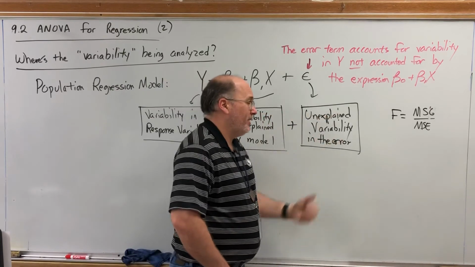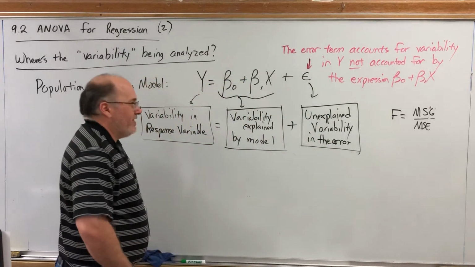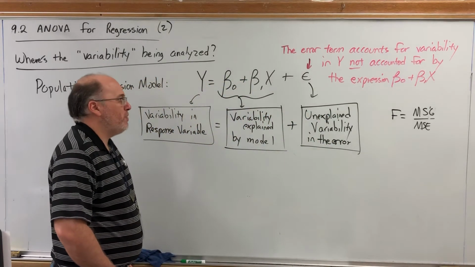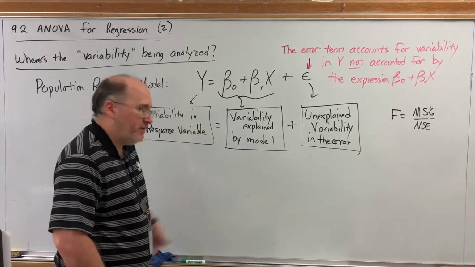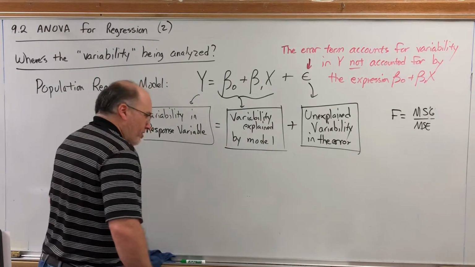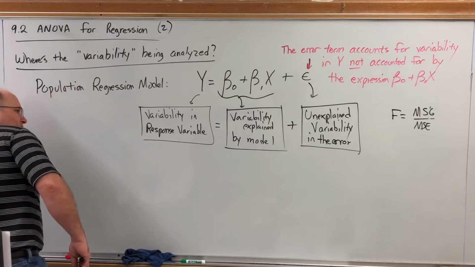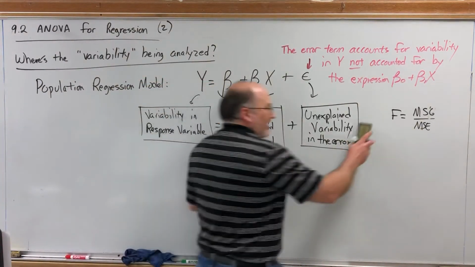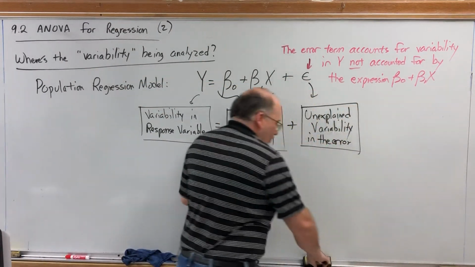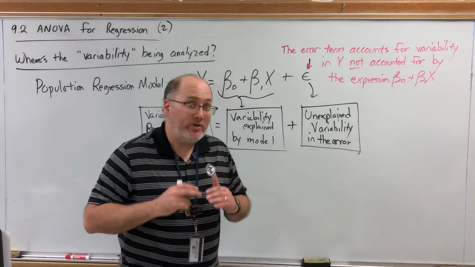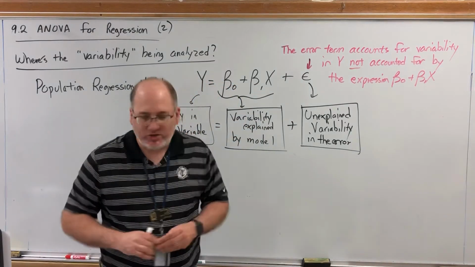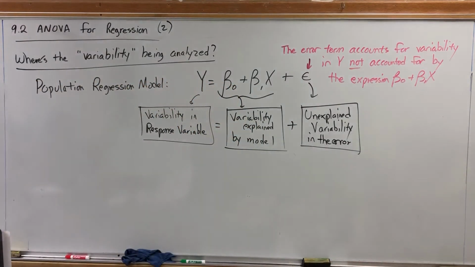compared to the variability in the error. And we were looking at that ratio to make a conclusion about whether or not the model was effective. Previously about whether or not the means were equal. And we're going to be doing the same thing here. So we're going to see an ANOVA table that's going to look almost exactly like the one we did before, with a couple of minor changes.